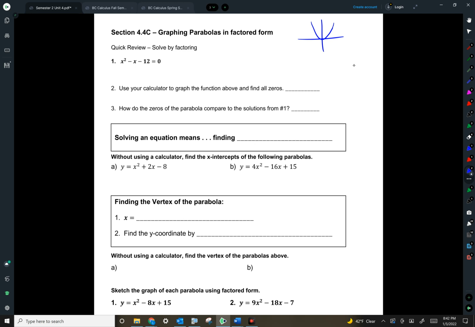And that's great if the equation is in vertex form. We talked about how to change it and put it in vertex form. But there's another way that you can graph the parabola, and that's by putting it in factored form. So let's take a step back. Remember earlier in this section when we talked about solving an equation by factoring.